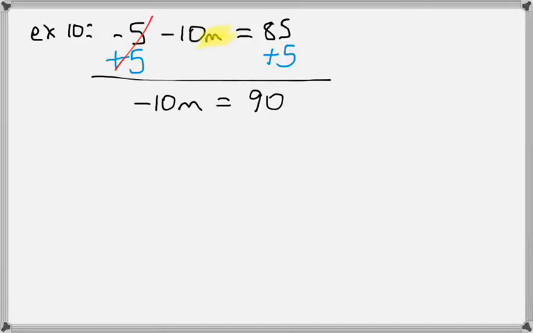Now, again, we still don't have that m by itself. So right now it's being multiplied by a negative 10. The opposite of that is going to be to divide by negative 10. Negative 10 divided by negative 10 divides to equal a 1, so it cancels, leaving us with m equal to 90 divided by negative 10, which is a negative 9.